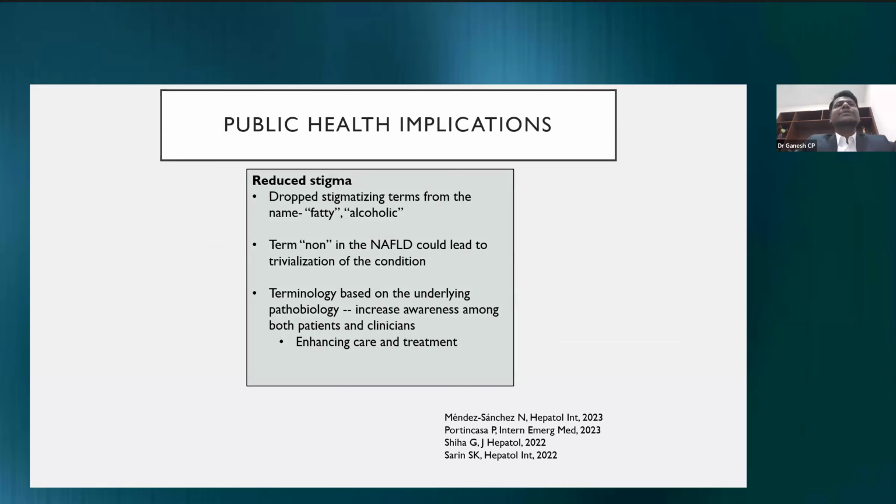The main public health implication is to drop the stigmatizing terms fatty and alcohol from the name. As I said, fatty is considered stigmatizing by most associations, whether Asian, American or European, and the presence of alcoholic in non-alcoholic fatty liver is also considered a stigmatizing term. So these two major changes were made in the latest name. The pathobiology is very well explained in the new terminology. So this was the important public health implication of the change of name.